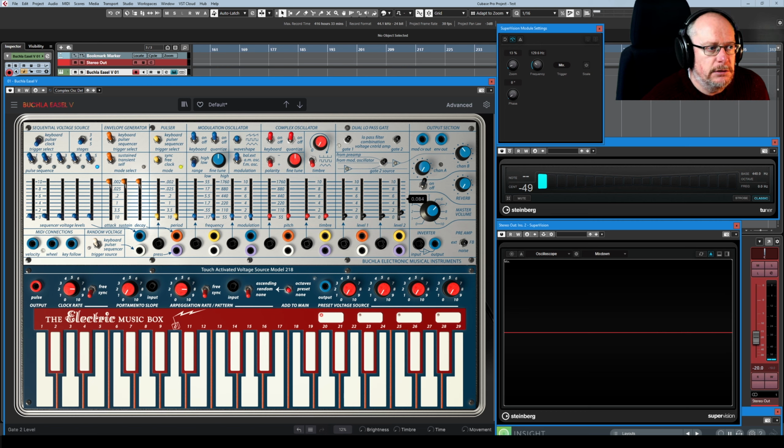But if I turn the level up, you're just getting that kind of pulsing click thing going on. And eventually it's going to become audible as a very low bass sound. There I've zoomed out as far as I possibly can.